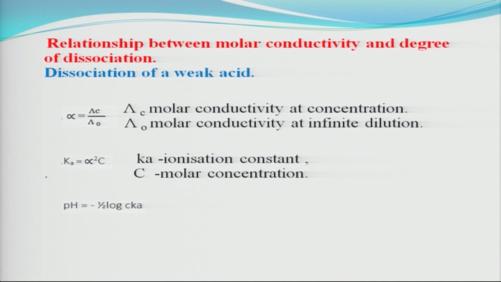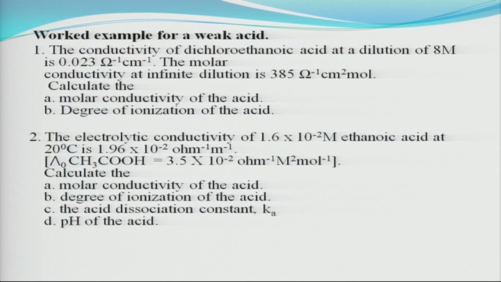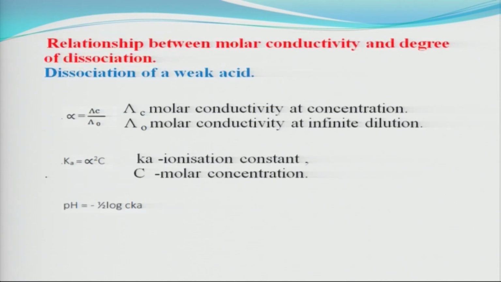Then Ka, which is our ionization constant, is equal to the degree of dissociation times molar concentration. This is a little bit of senior 6 work, but we shall use it when we reach senior 6. We can easily find out how these equations come about. Then pH is equal to negative a half log of concentration times Ka.